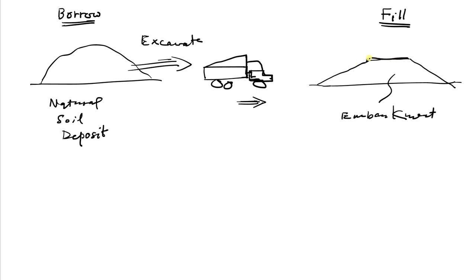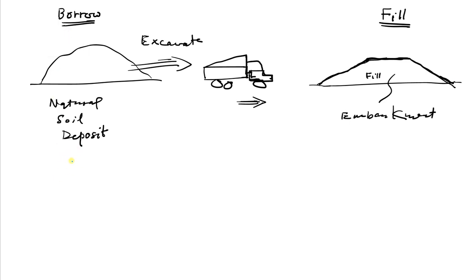Now this embankment could be a dam, or it could be a road project. It could be a fill for the road. You know that sometimes the roads are in cut, sometimes the roads are in fill. When the road is in fill, we have to bring a material, and we are going to fill it here. So this is a fill material.